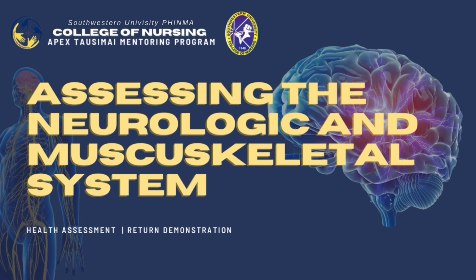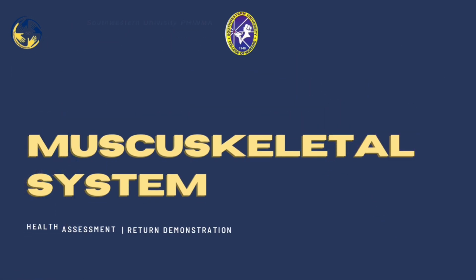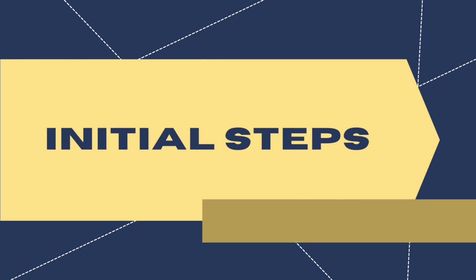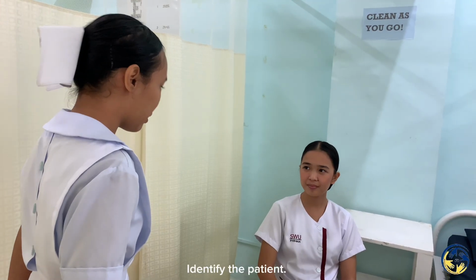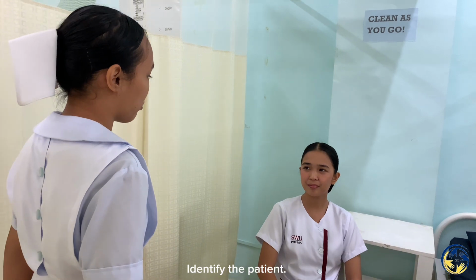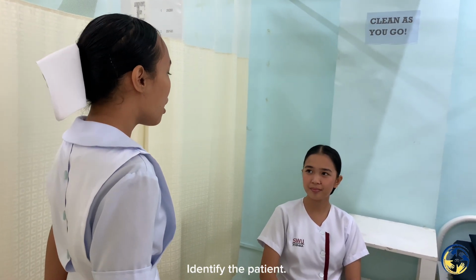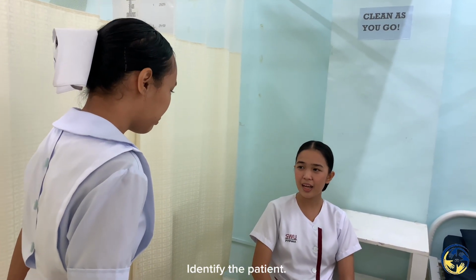Assessing the neurologic and musculoskeletal system. Initial steps. Identify the patient. Confirming the patient's identity ensures the procedure is performed on the correct person and builds trust.